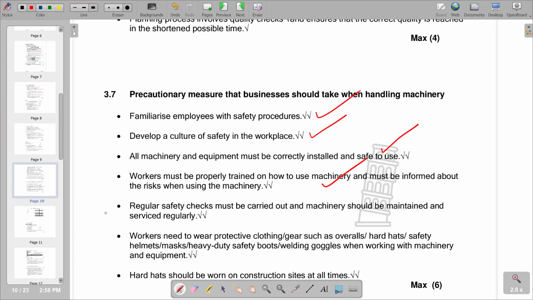We have other points that are also correct that we can include. And this becomes the last part that we have for question 3. And obviously, we want to move on to our question 4.